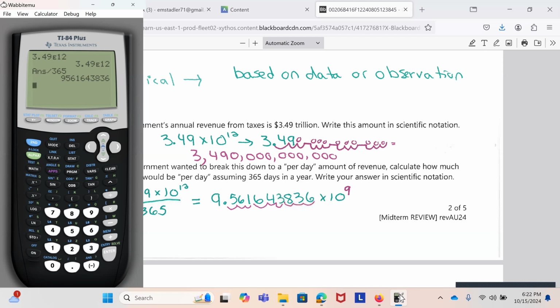So if you don't see a decimal in a number, it's assumed to be at the end. It was assumed to be after the last 6 in that number. And then I know I want it to be between 9 and 5. I want one number to the left of my decimal point.